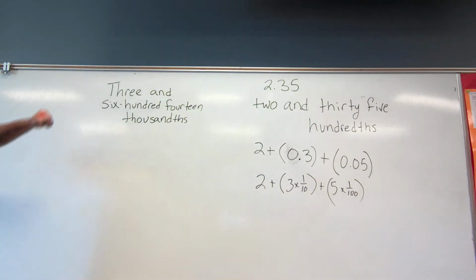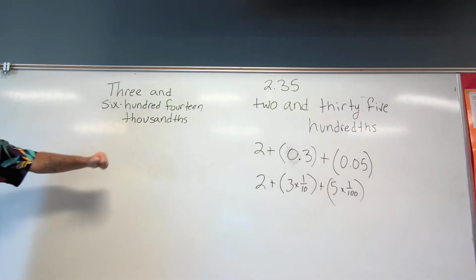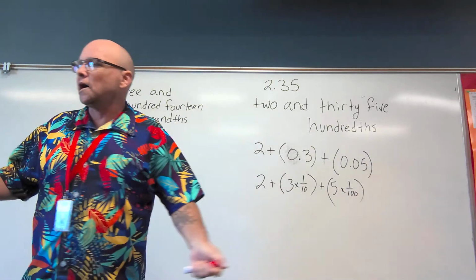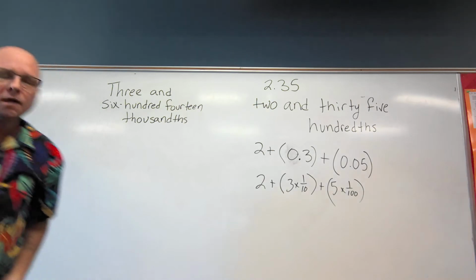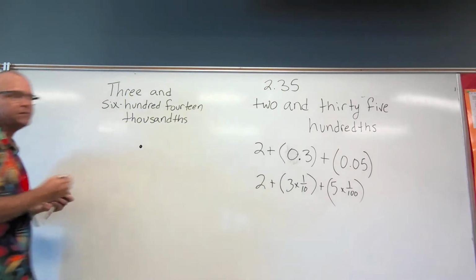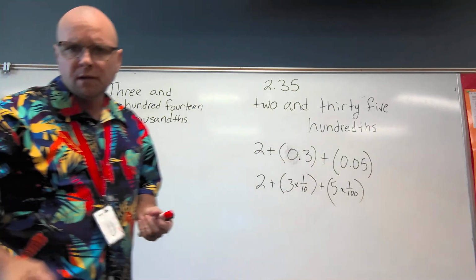All right, so now we have 3 and 614 thousandths. And let's write it first in number form, standard form. All right, we have the word and in there, so I know I have a decimal point.